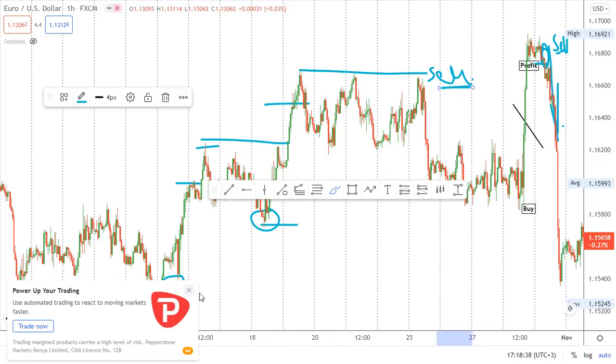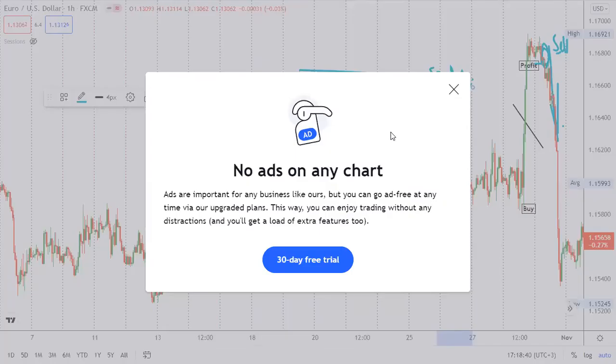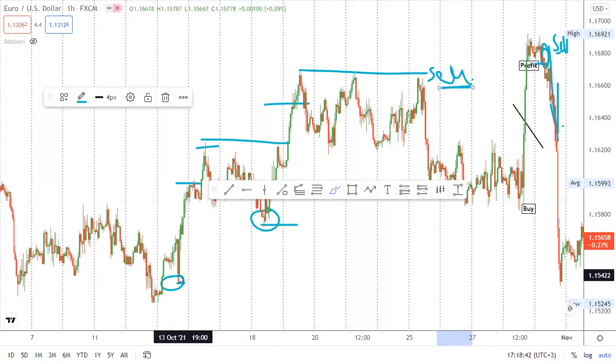So that is now going long and going short. Going long is when you want to see the market going in a bullish direction, and going short is when you want to see the market going in a bearish direction, or a downward movement. Yes.